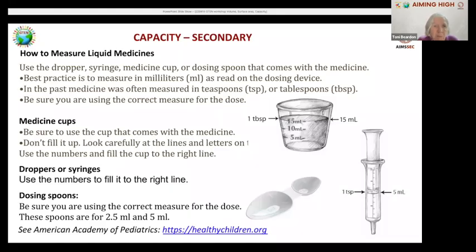The best practice is to measure in milliliters as read on the dosing device. And you see the little pictures there. 1 tablespoon is 15 milliliters. In America, they used to measure everything in teaspoons and tablespoons, and that's the relationship between them. And most households have a medicine spoon, which is usually 5 milliliters.